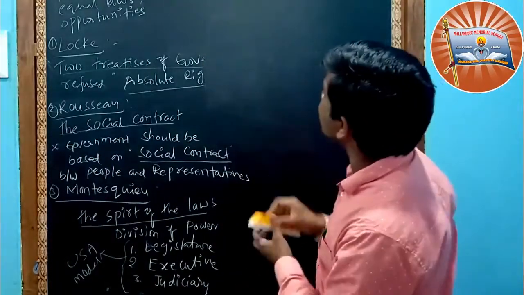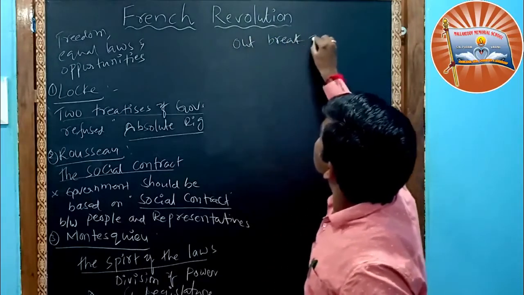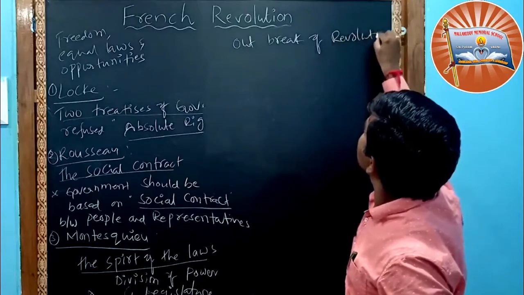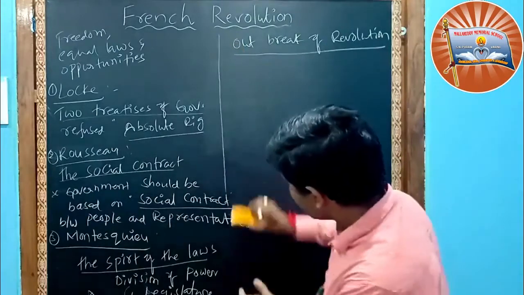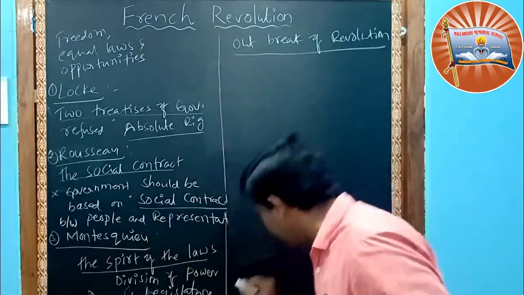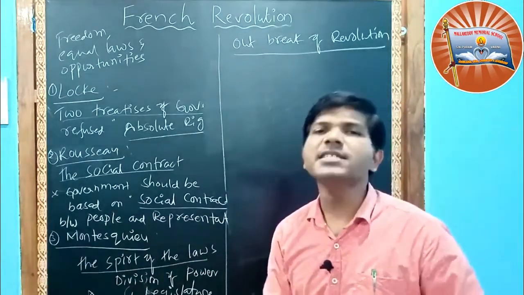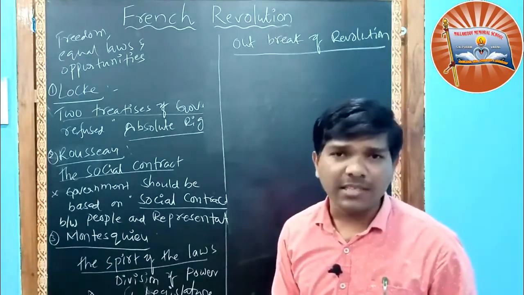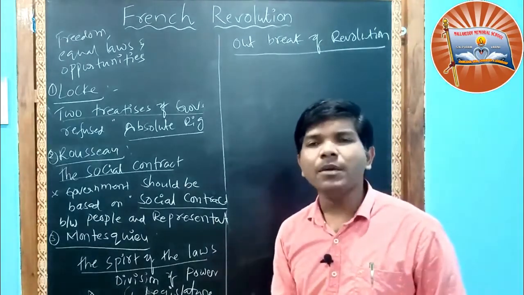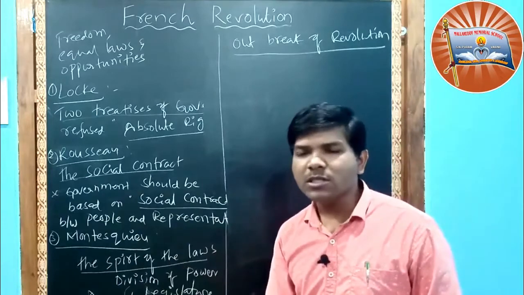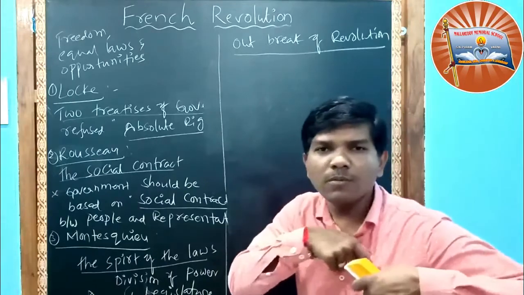Let's see how the revolution broke out. Outbreak of revolution means how the revolution started. Let's see how it started. You know that the king wanted to increase taxes. Sir, why did the king want to increase taxes? Because he wanted to maintain the palace of Versailles, the army, offices, buildings, courts, a number of things he has to maintain. Did he have a lot of money? No, the pocket was empty.